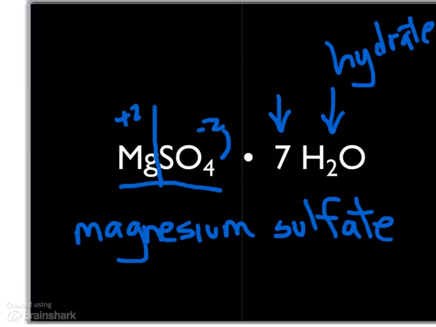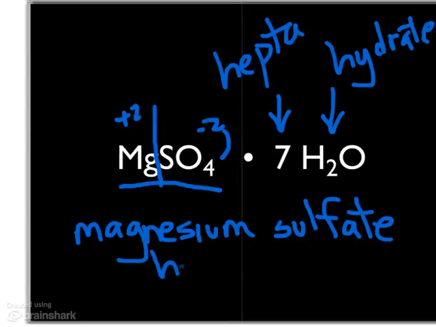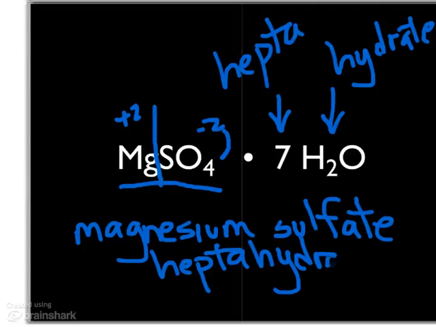Now, you do have to take into consideration the 7, which you just deal with using the prefixes that you learned when dealing with covalent compounds. So 7, if you remember, is hepta. So in this case, you'd have magnesium sulfate heptahydrate, and that would be the name for this particular compound.